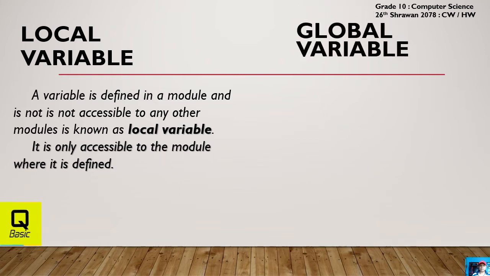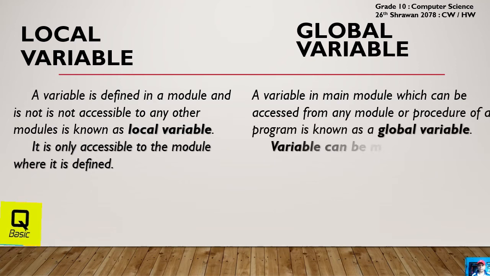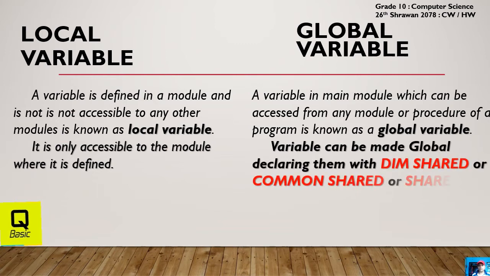Next is global variable. A variable in the main module which can be accessed from any module or procedure of a program is known as a global variable. Variables can be made global by declaring them with dim shared or common shared or shared attribute. Okay, so what is the main difference? The global variable's values can be accessed, means can be transferred from the main module to the sub module, but in the case of a local variable it is not possible.